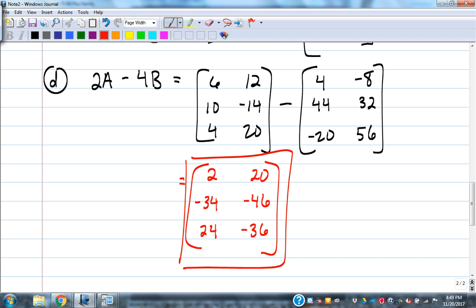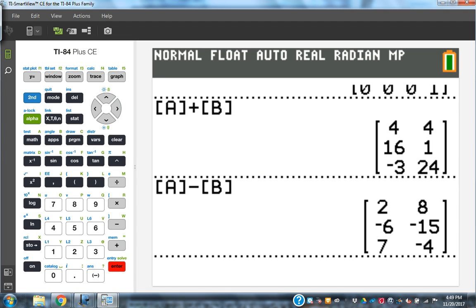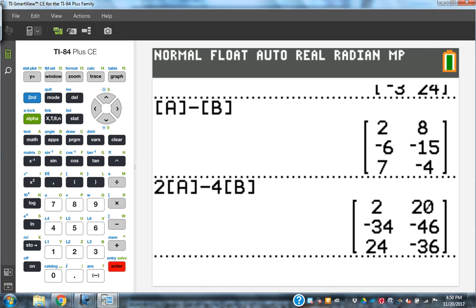I've already got matrix A and B typed in my calculator, so I can do that in one little step: 2, matrix A, minus 4, matrix B. And we get that same solution using the calculator. So you can use the calculator to do that very easily. Addition, subtraction, and scalar multiplication are the operations I normally don't do in the calculator. I usually do those by hand. I showed you how to do them with the calculator because you can, but I normally don't.